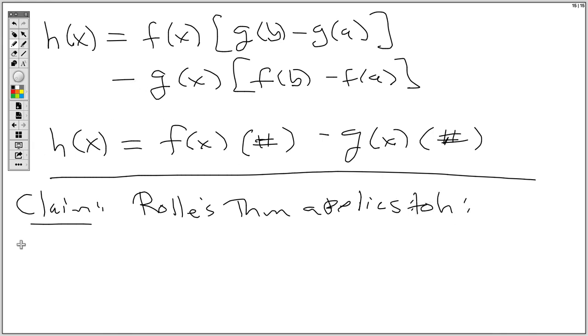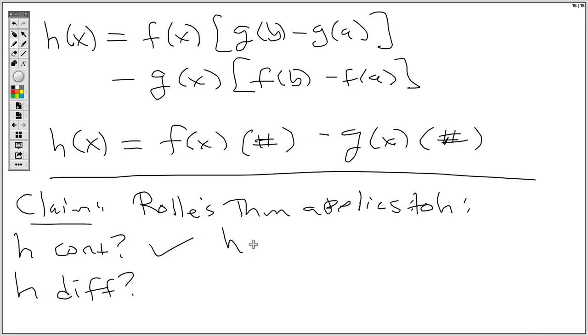All right, so let's see. Is h continuous? Sure. f and g are assumed to be continuous, and I've got a multiple of f minus a multiple of g. Combinations of continuous functions are continuous. Is h differentiable? So h is continuous on the interval a, b. Is h differentiable? Sure. f and g are both differentiable, and I'm taking a multiple of f minus a multiple of g.